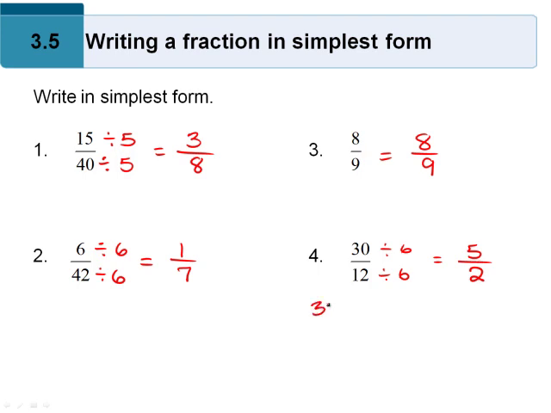But let's say, for instance, that you looked at 30 and 12, and the first thing you saw was 3. So if you divide by 3 on the top and bottom, you're going to get 10 over 4. Now, 10 over 4, those have a common factor of 2. So I can divide the top and bottom by 2. 10 divided by 2 is 5.